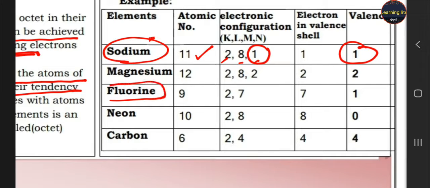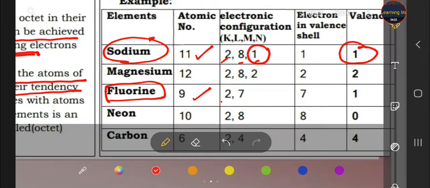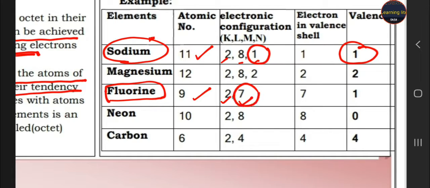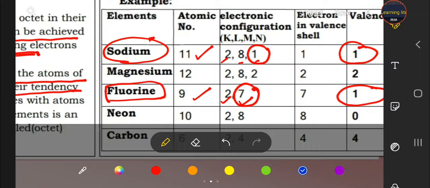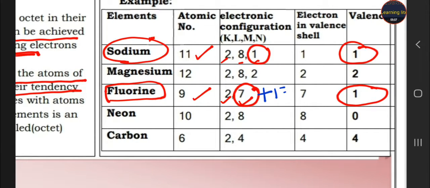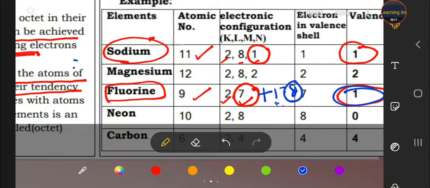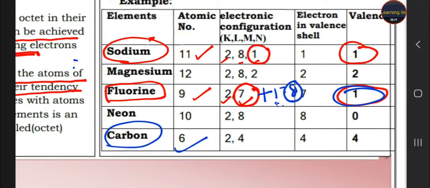But in case of fluorine, student, atomic number 9, 2, 7. The outermost shell has 7 electrons. It means we have to complete the octet. So the valency is 1 because 1 electron is required to make the 7 into 8. We have to complete the octet, and for completing the octet we need 1 electron. So the valency is 1. In case of carbon, 6, 2 and 4. The outermost shell has 4. So the valency is also 4.